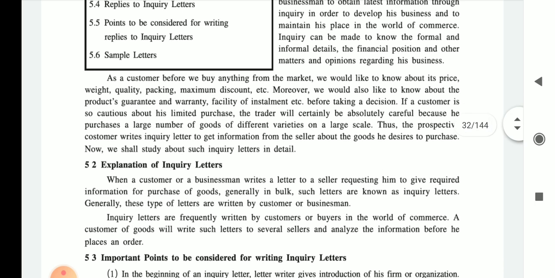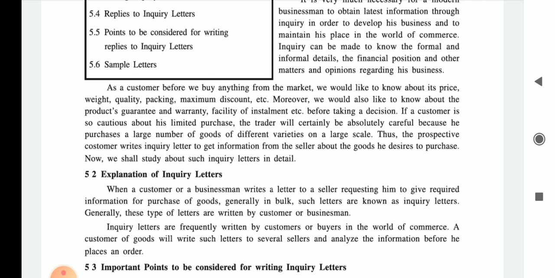Formal information means the information regarding the business activity: whether the person or the business firm is doing very well or not, and whether they are doing business on credit or cash. Whatever information is related to the business purpose, that is formal.